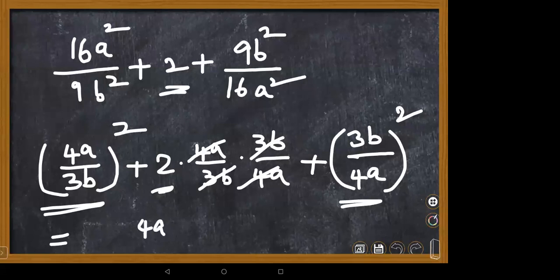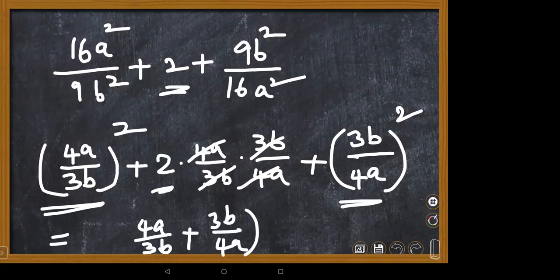4a by 3b plus 3b by 4a whole square. You can even factorize the form, you can write it as a product. So that's about the next bit. Coming to the next question.